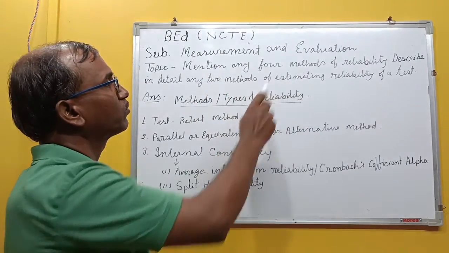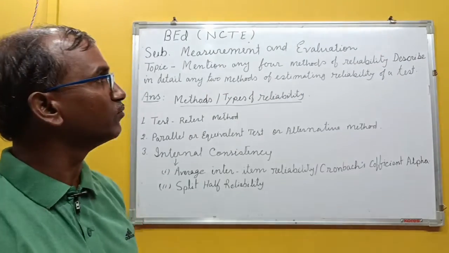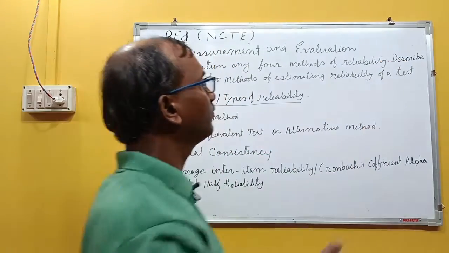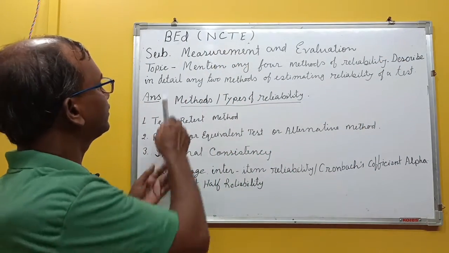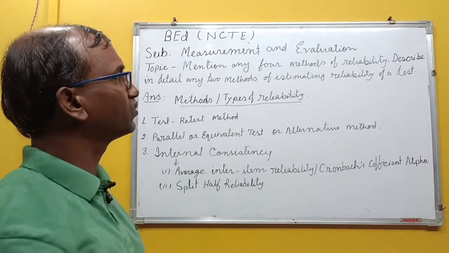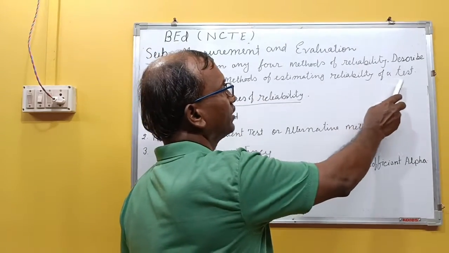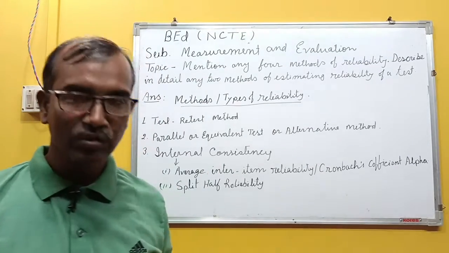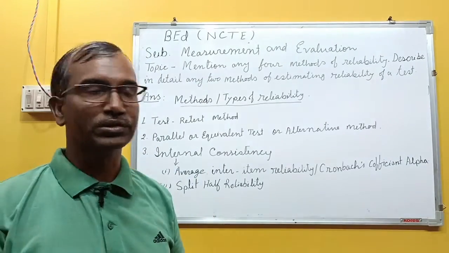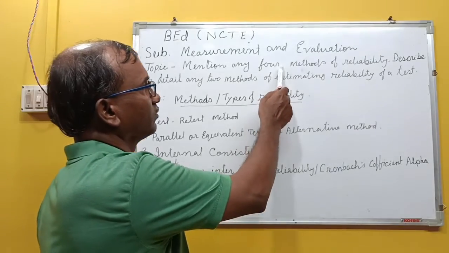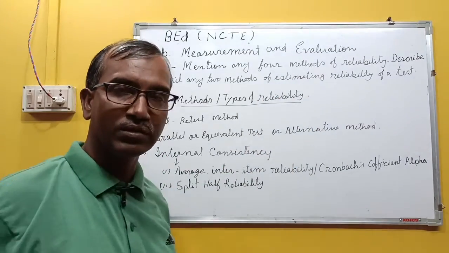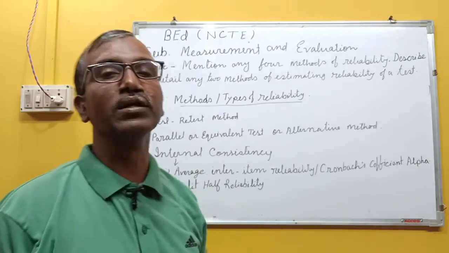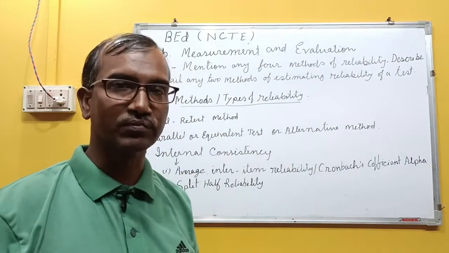Mention any 4 methods of reliability. Describe in detail any 2 methods of estimating reliability of a test. It means that we must discuss 4 methods of reliability and 2 methods in detail. That is the question pattern.